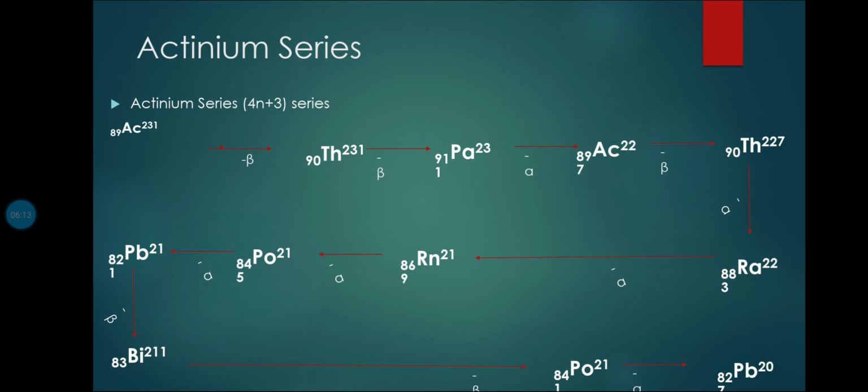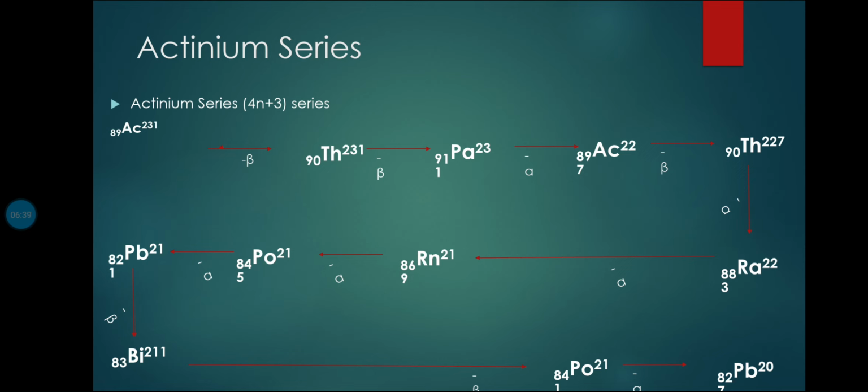Next, Actinium Series. It is also known as 4n plus 3 series. Why is it called so? Because when the mass number 231 is divided by 4, the remainder is 3, so it is called 4n plus 3 series.